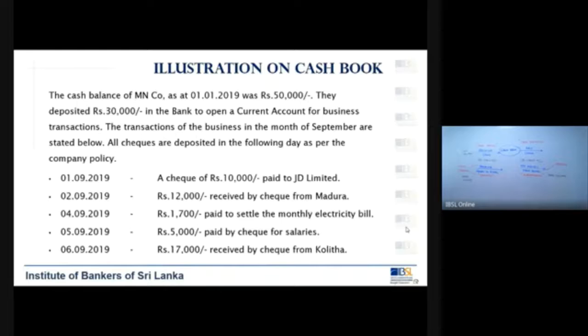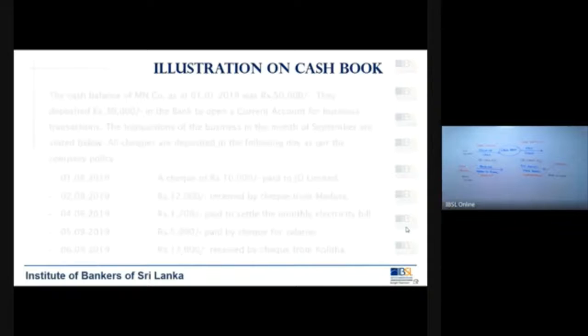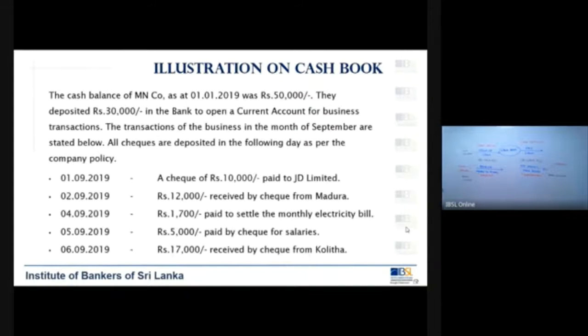That particular line is very, very important. All checks are deposited in the following day as per the company policy. Right? So, when you initially receive the checks, they will be kept with you. So, you can only deposit them on the subsequent day as per the policy. So, the question is how you will record these transactions in the cash book.